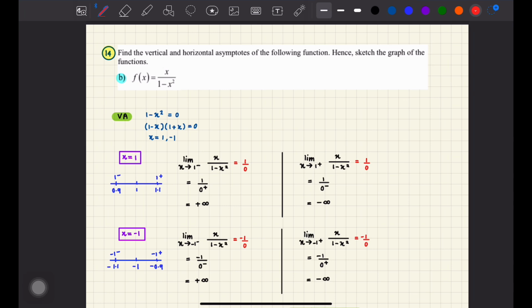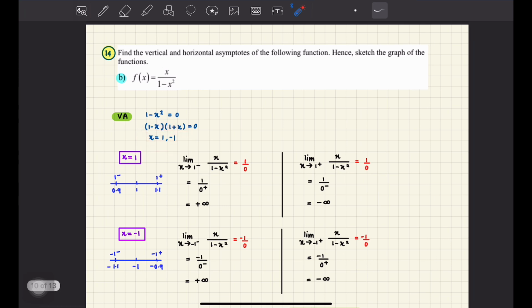Okay, so arahan kata find the vertical and horizontal asymptotes of the following function. Hence, sketch the graph of the functions. Okay. So for vertical asymptote, as usual, we are going to take the denominator over here and we make it equal to 0 like this. Okay, and then kita akan dapat dua nilai lah, x equal to 1 dengan x equal to -1. Okay, so these are the possible values of vertical asymptote. So now we need to test either these two values are our vertical asymptote or just one.